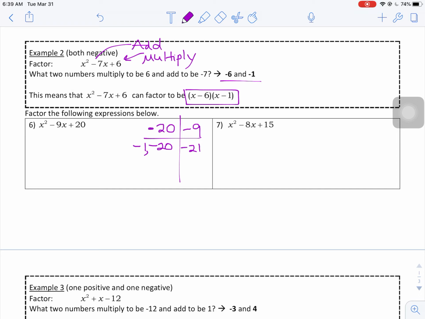Let me try 2. So 20 divided by 2 is 10. I have to make both of them negative because that's the only way I could add up to a negative 9 and still multiply to a positive 20 is if both numbers are negative. And then negative 2 plus negative 10 is negative 12. So that still doesn't work. All right, try 3. 20 divided by 3. That's a decimal. That doesn't work. So honestly, I wouldn't even bother writing that down. Try the next number, 4. 20 divided by 4 is 5. Make them both negative. Negative 4 plus negative 5 is negative 9. There we go. So we found the two numbers that work.